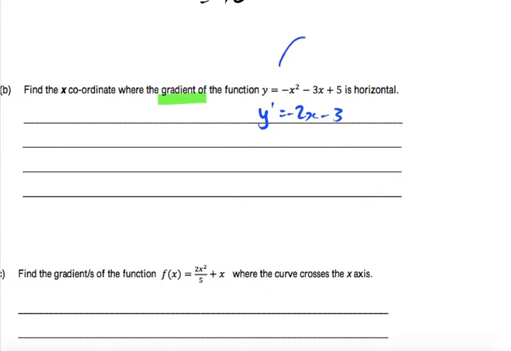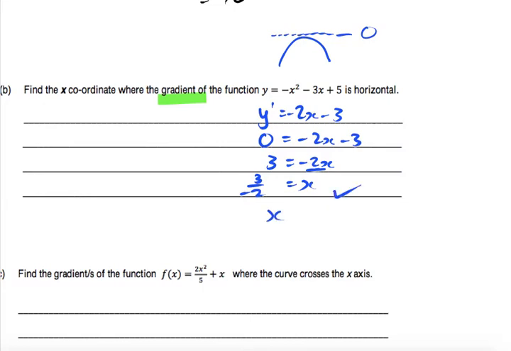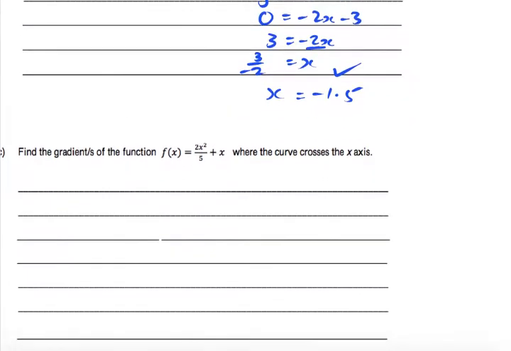So if we have y equals negative x squared minus 3x and we want the gradient to be horizontal, that means the gradient must be 0. So I'd put 0 instead of y dash, and I would solve for x. So bring the 3 to the other side, change sign, and divide by negative 2. So x equals 3 over negative 2. Here's your answer, which is the same as negative 1.5. Hope that's all good.